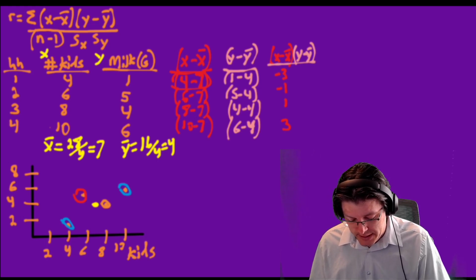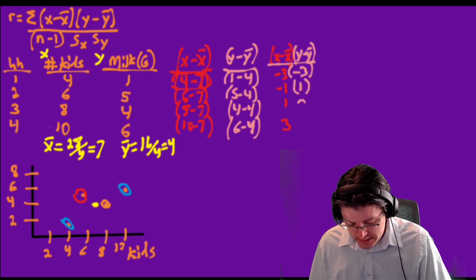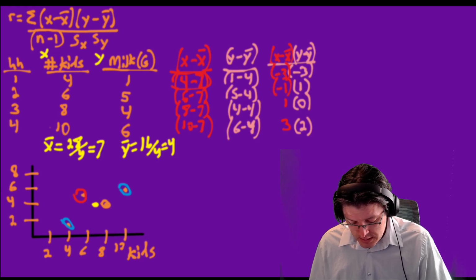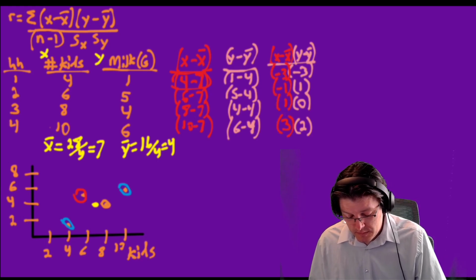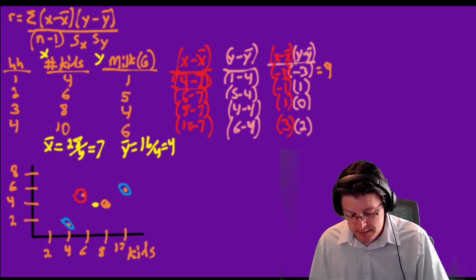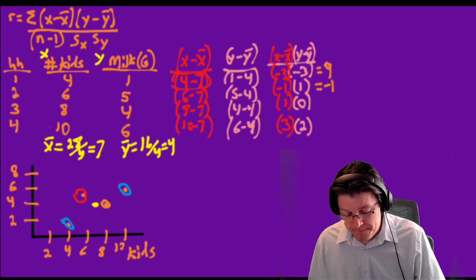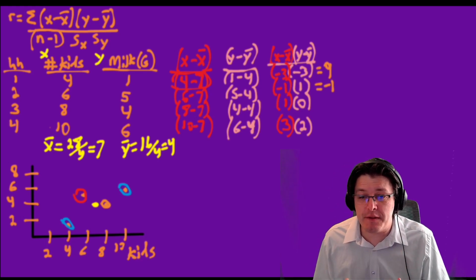And then we multiply, so this will be times negative 3. This is positive 1, this is 0, and 2. Okay, and so now let's go ahead and just finish that out. That's going to be 9, right? So that becomes a positive impact to our correlation.